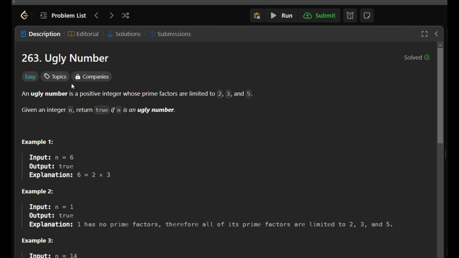Hello everyone. Welcome to the solution of LeetCode problem 263 named Ugly Number. In this problem, we have to determine whether an integer is an ugly number or not.